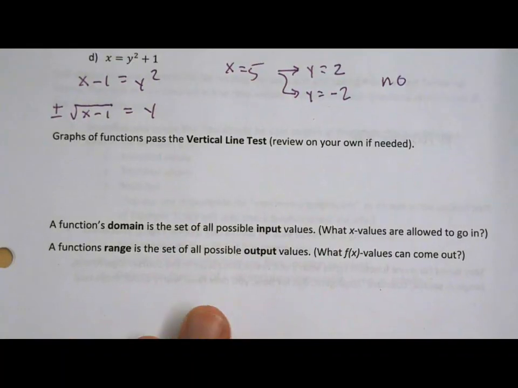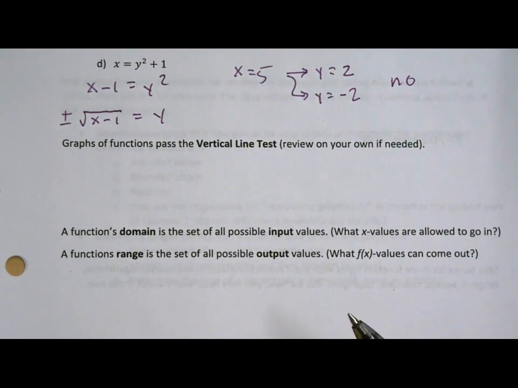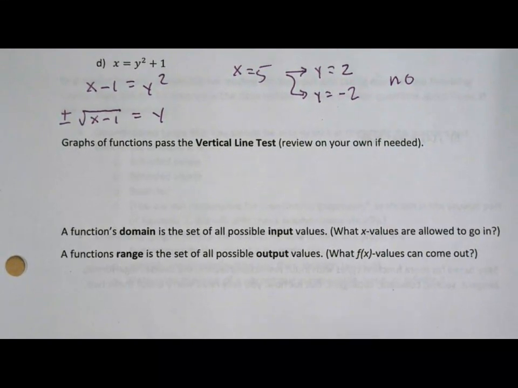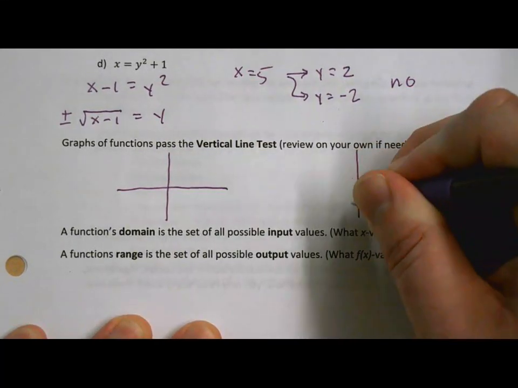We're not going to go over the vertical line test because I think you guys have seen it plenty of times. Why don't we do this? Can you draw me, right in this space here, two x, y axes.